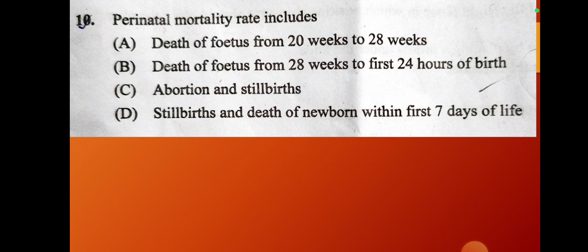Perinatal mortality rate includes: option A, death of fetus from 20 weeks to 28 weeks. Option B, death of fetus from 28 weeks to first 24 hours of birth. Option C, abortion and stillbirths. Option D, stillbirths and death of newborn within first 7 days of life. The answer is D, stillbirths and death of newborn within first 7 days of life.